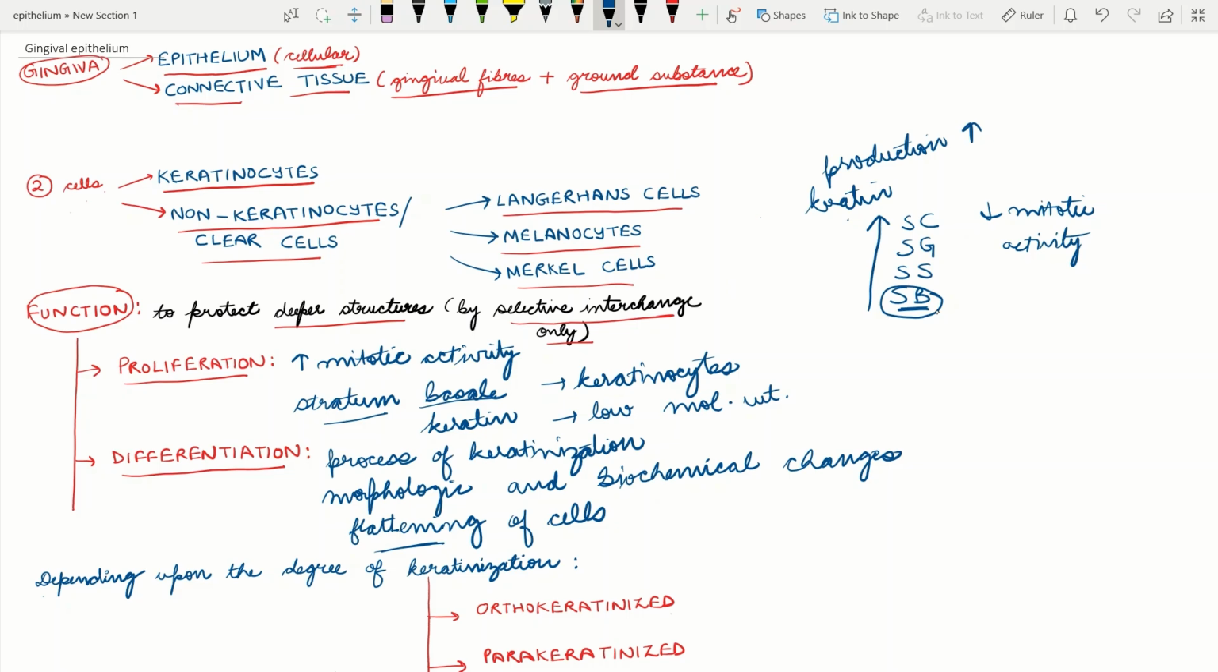So we see here in the stratum basale, the cells are tall columnar in nature. And as we go up, that is, as we reach the stratum corneum, the cells become more flattened. So these are the morphologic changes that you will see during the process of differentiation. And as we move up, there will be no nuclei present in the upper layers. So these are the various changes that you see as the cells differentiate.